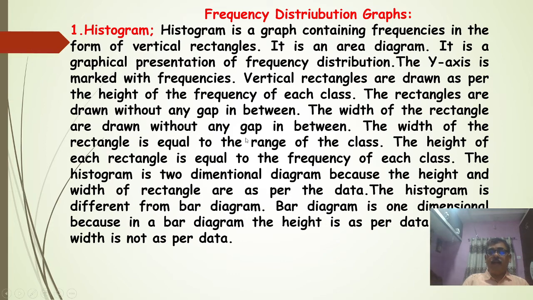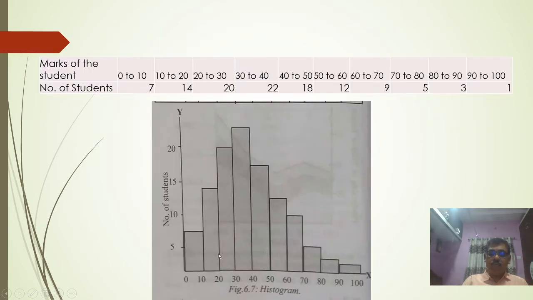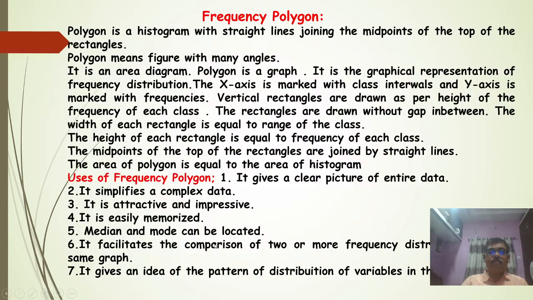In a histogram, it is a graphical presentation of a frequency distribution, and these frequencies we show in vertical rectangles, and the width of the rectangle is equal to the range of the class. Here the range of the class is 0 to 10, meaning 10 is the range, then 10 to 20, 20 to 30. The width is related to the rectangle.